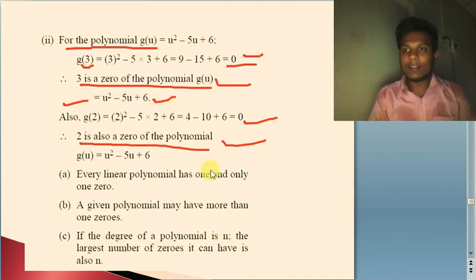So this is about the 0 of the polynomial. So I hope it is very clear to you.